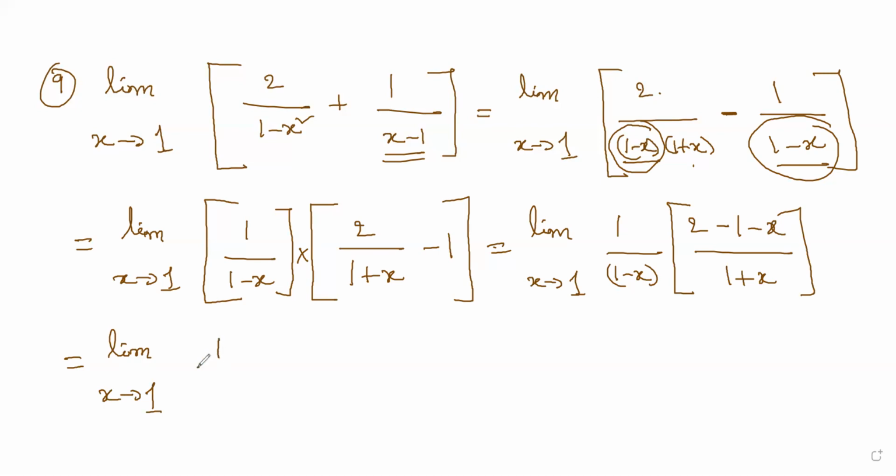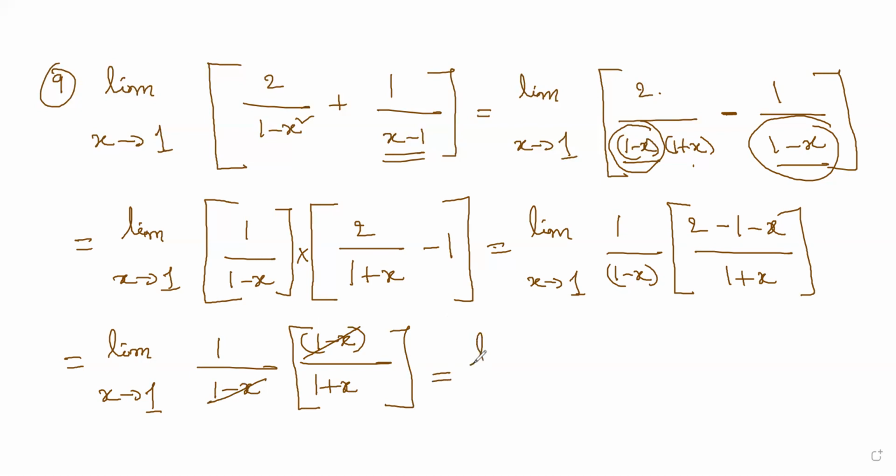So this is 1 by 1 minus x over here. And then 2 minus 1 is 1. You have 1 minus x whole divided by 1 plus x. And 1 minus x is out. So you have limit x tends to 1, 1 by 1 plus x. When you substitute x equal to 1, you have 1 by 1 plus 1. So that is 1 by 2. Hence the answer.